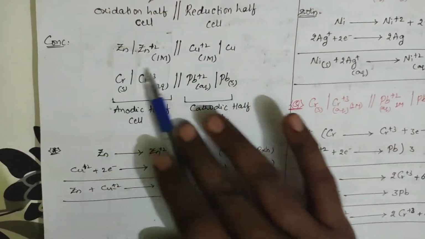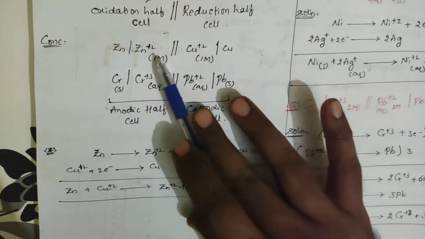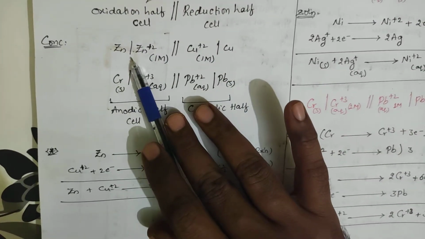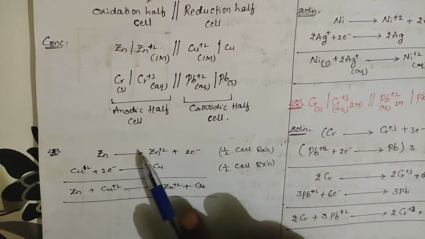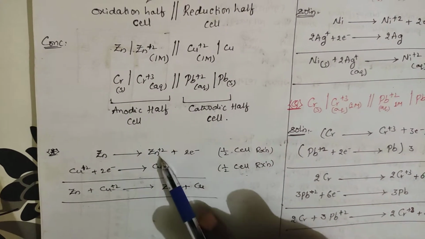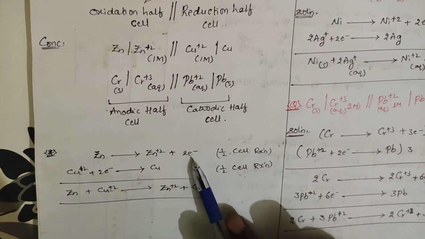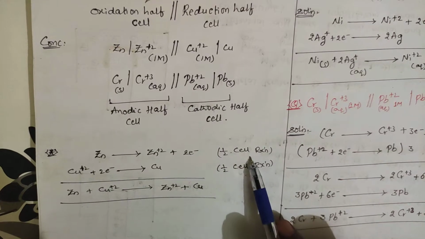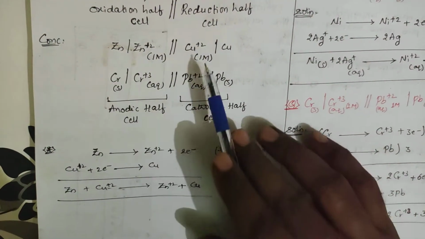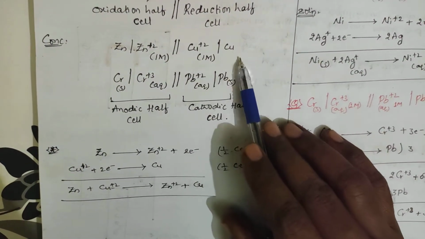So I am taking this cell, and I am writing what has happened here. Zn converted to Zn plus 2. If Zn is to be converted to Zn plus 2, it should liberate 2 electrons. So 2 electrons have come out from Zn. This is called the half cell, and it is for oxidation. Here copper plus 2 has been converted to copper.